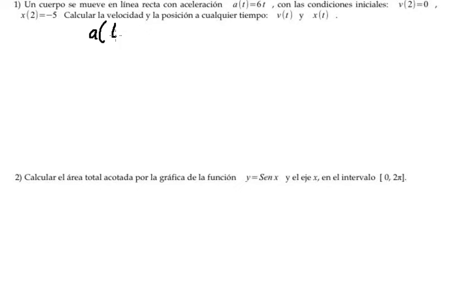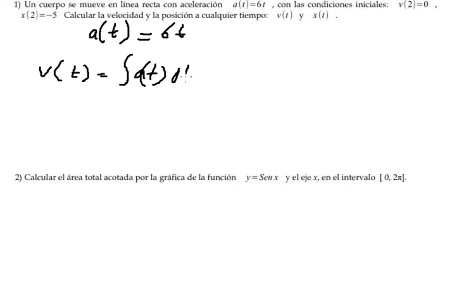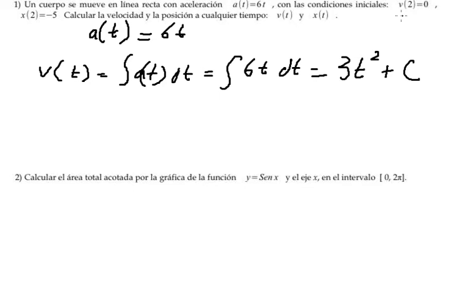We have a(t) equal to 6t. So we want to find v(t). That means we need to do the integral of a(t) dt. So that should be the integral of 6t dt. And this one you got 3t squared plus c. We have the initial conditions in here.